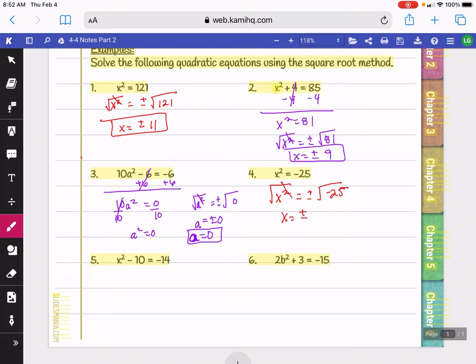Here it's negative 25. So like we learned before, you can actually split this into 25 times negative 1 and then do square root of 25 times square root of negative 1. We don't have to do all these steps though. Just because it's negative, that means our solution is going to be imaginary instead of real. So square root of 25 is 5, but because it was negative, I have to put that i at the end.